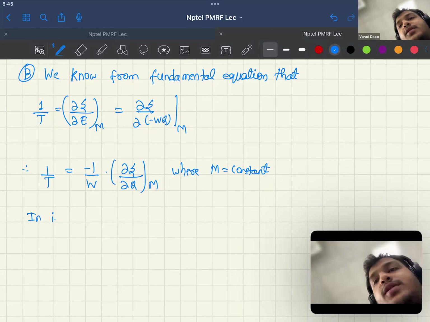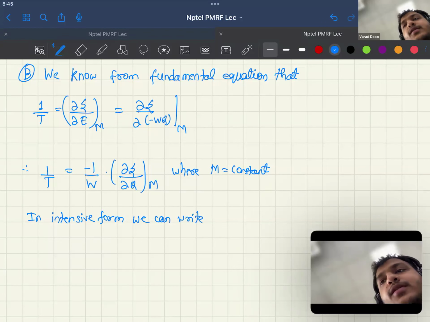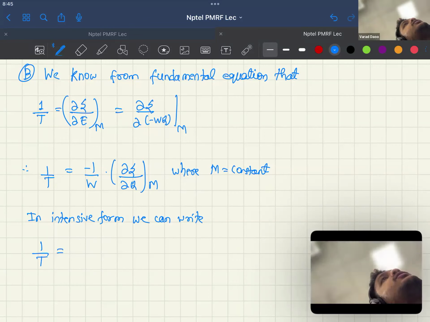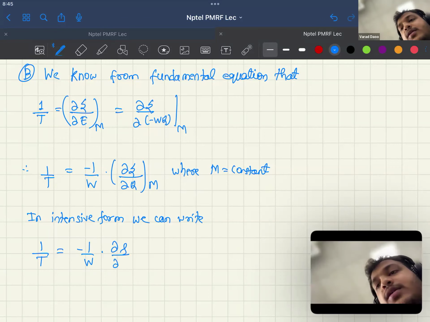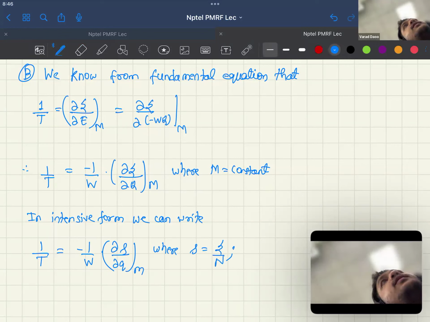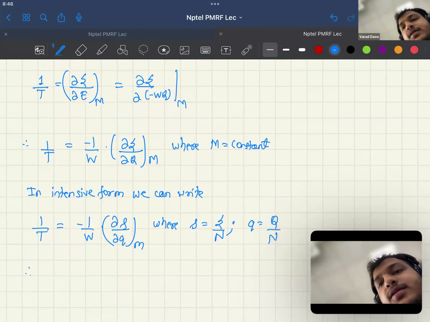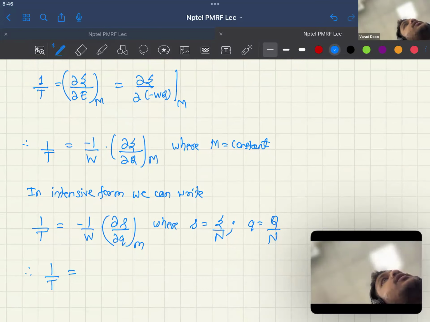In intensive form, we can write 1 by T is equal to minus 1 by W into dou S by dou Q at M, where S equals capital S by N, small q is equal to capital Q by N. Right? Therefore, 1 by T is equal to what?